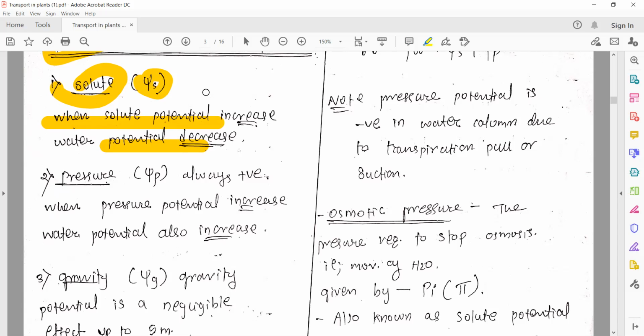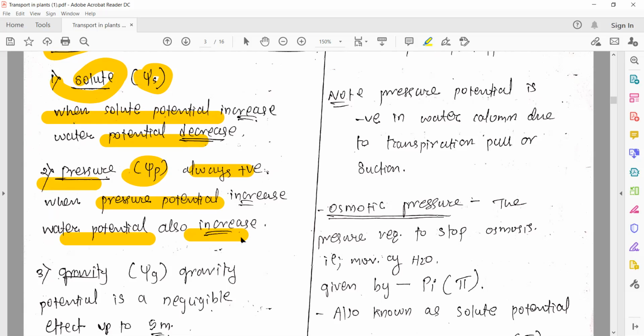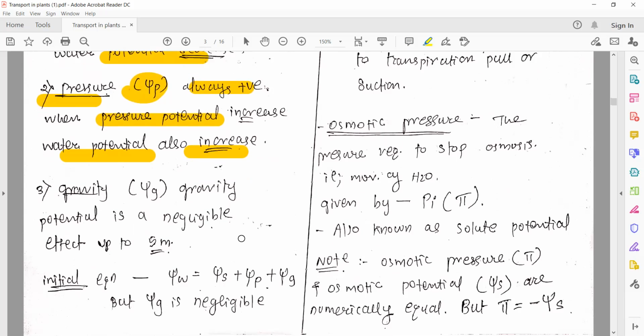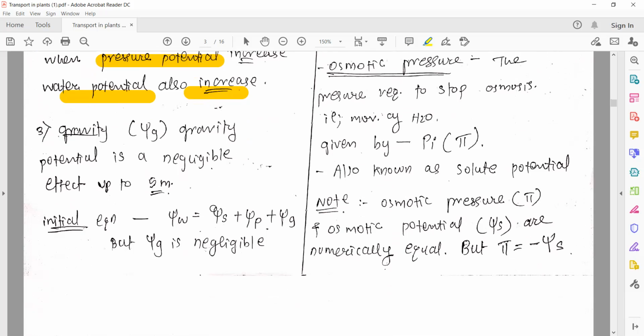Okay, in that sense. So pressure. Again the term will come on the screen, pressure potential. Pressure potential is always considered positive. When the pressure potential increases, the water potential also increases. Keep these statements in your mind very clearly because this can be a very good question from this chapter. Next one is gravity. Gravity potential has a negligible effect up to 5 meters in height, from ground level up to 5 meters.